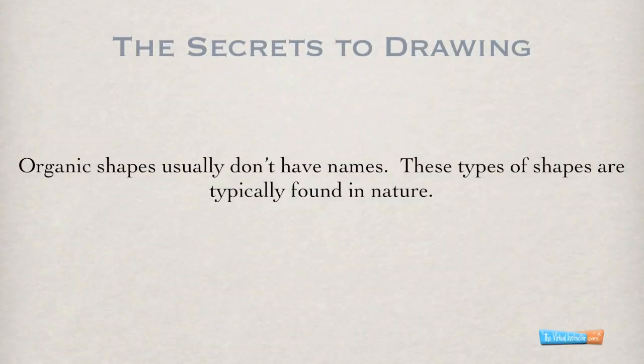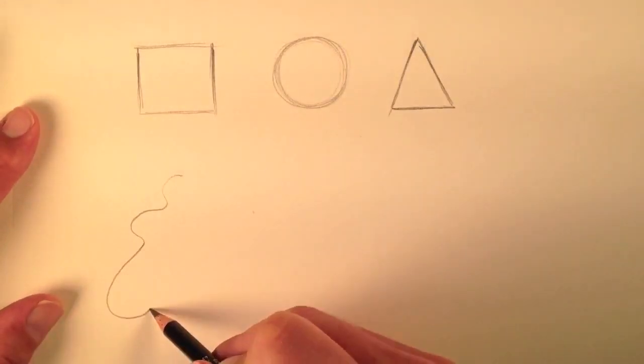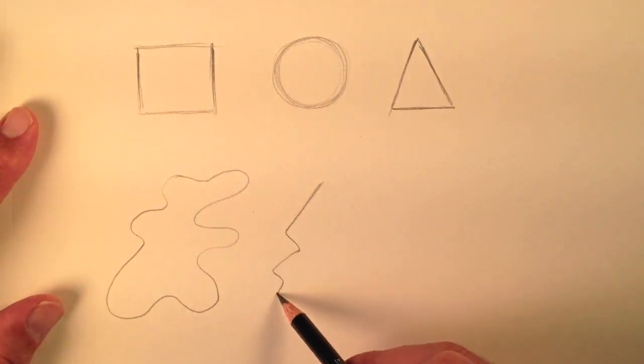The second type of shapes are called organic shapes. Organic shapes usually don't have names associated with them. These types of shapes are typically found in nature. Organic shapes are also called free-form shapes. Here are a few examples of organic shapes.